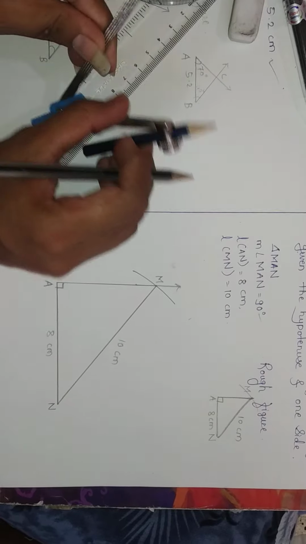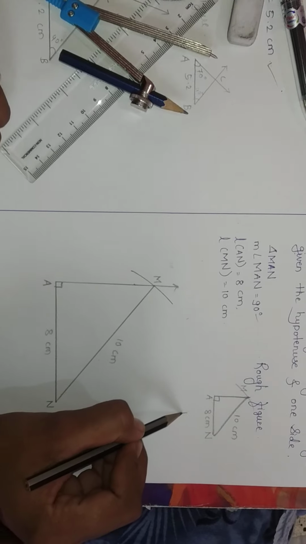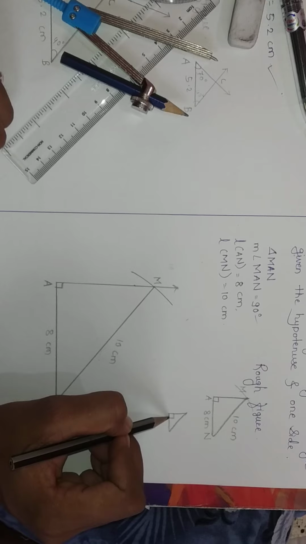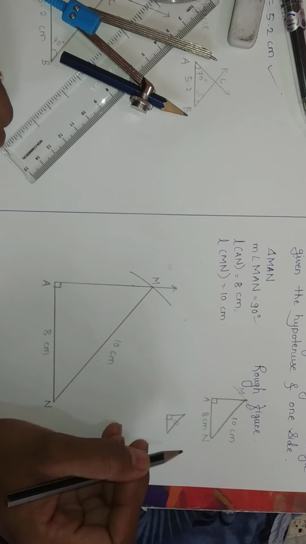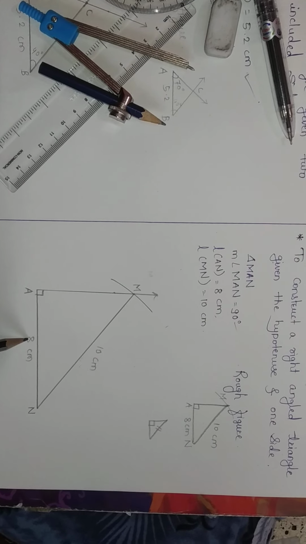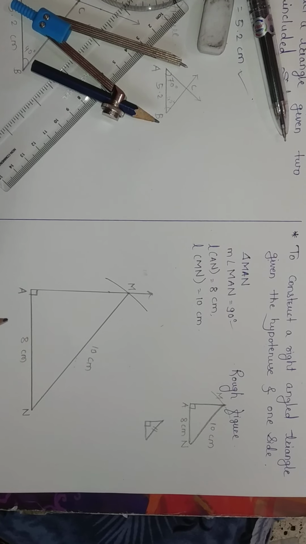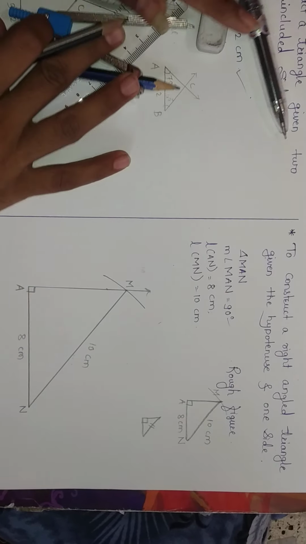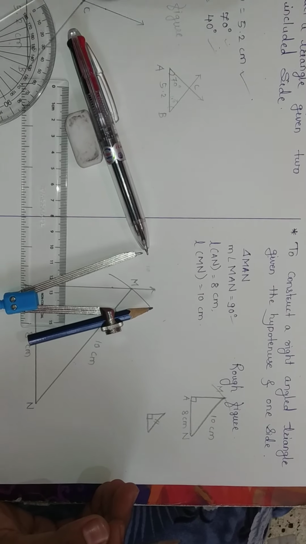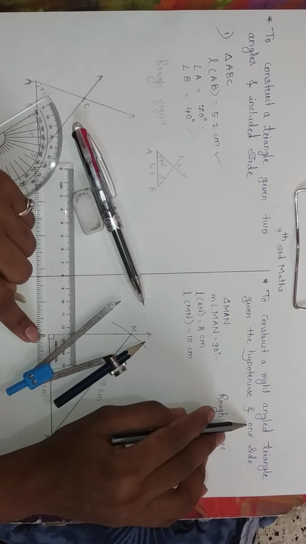So in this way we can construct a right angle triangle. One hypotenuse, that is MN. In any right angle triangle, this is your 90-degree angle, and the side opposite the 90-degree angle is called the hypotenuse side. With the help of the other given side, the hypotenuse side, and the included angle, we can easily draw the triangle. So students, today we have learned to construct a triangle given two angles and the included side, and next to construct a right angle triangle given the hypotenuse and one side.